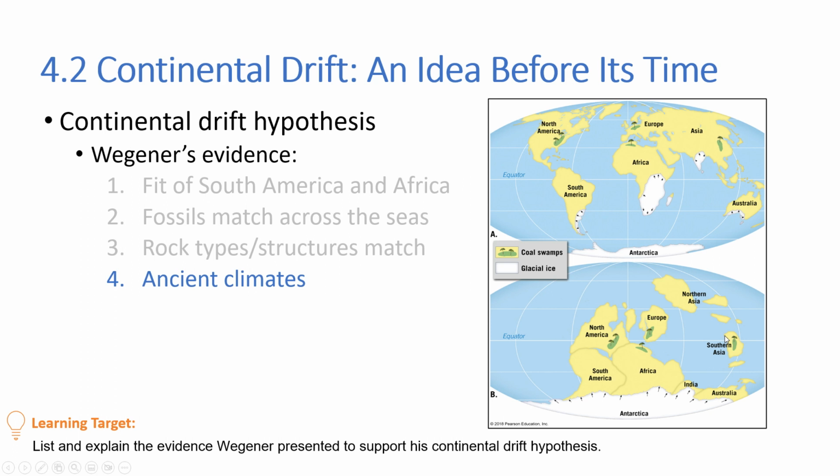And finally, ancient climate data indicated that the climates that we expect or anticipate in areas today might be very different from how they used to look.